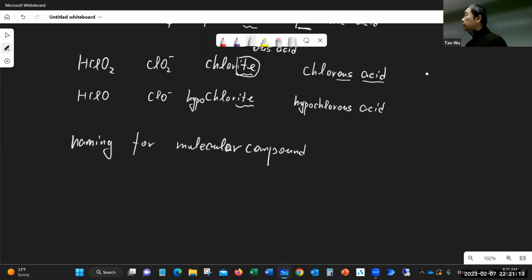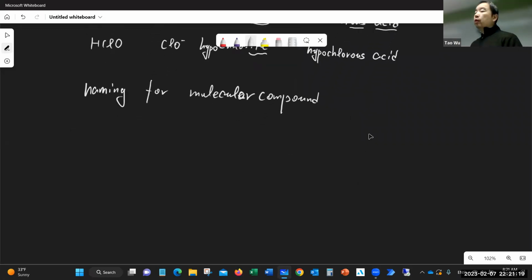The naming for the molecular compound. First, we talk about the ionic compound. When we name it, we just need to know the name of the cations and the name of the anions. You combine them together, and you get the name for the ionic compound, right? But for the molecular compound, it is different.